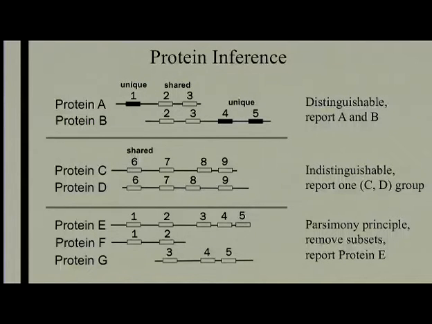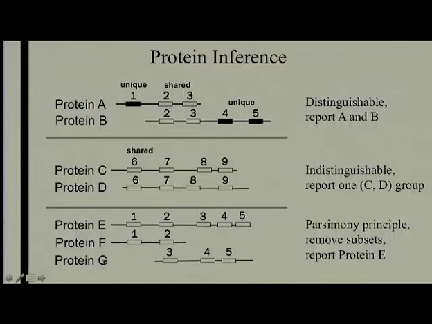So the main idea behind protein inference is to generate a parsimonious list of proteins, or a minimum list of proteins that account for all the observed peptides. One common basic parsimony logic is to remove proteins that are subsets of other proteins. For instance, here in the third scenario, I have peptides 1, 2, 3, 4, and 5, and all these five peptides are linked to protein E, and then you have peptides 1 and 2 that are linked to protein F, and 3, 4, and 5 are linked to protein G.